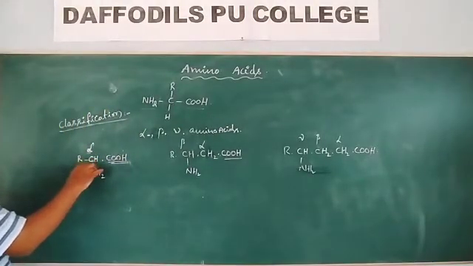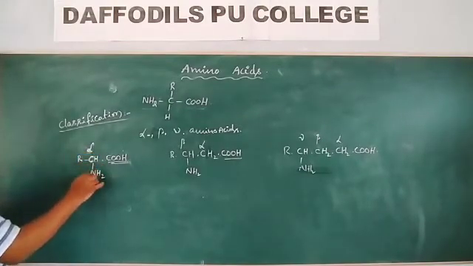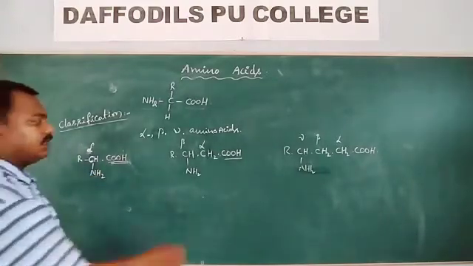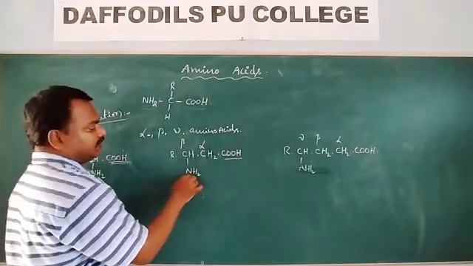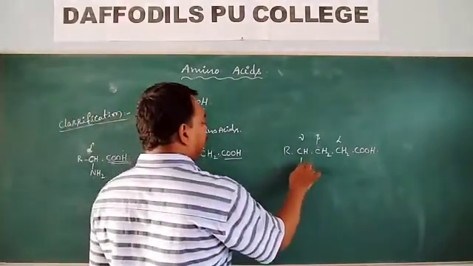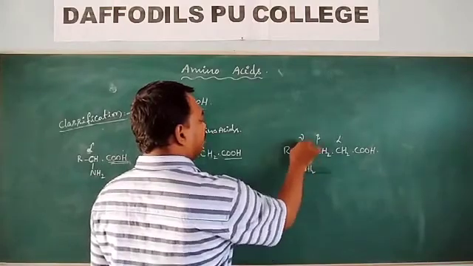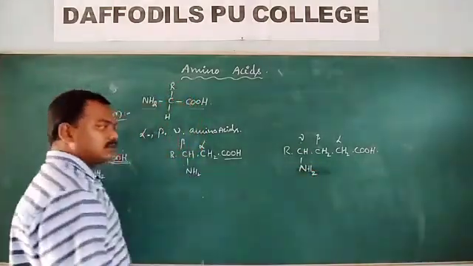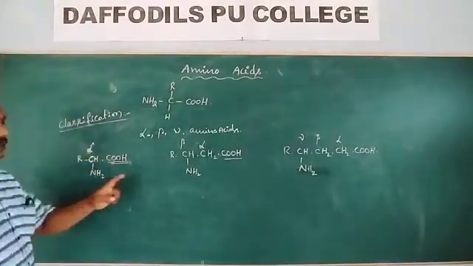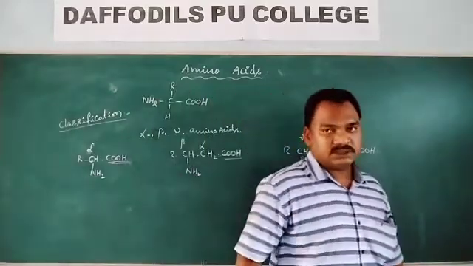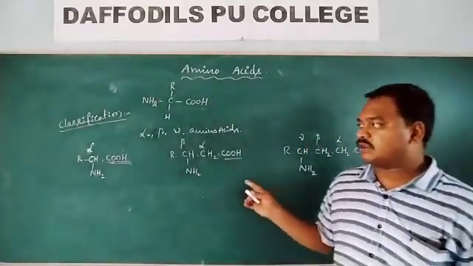Okay. Look at here. Here the amine group is attached to alpha carbon. So this is alpha amino acid. Here the amine group is attached to beta carbon. So this is beta amino acid. Here the amine group is attached to gamma carbon. So this one is gamma amino acid. This is one kind of classification.